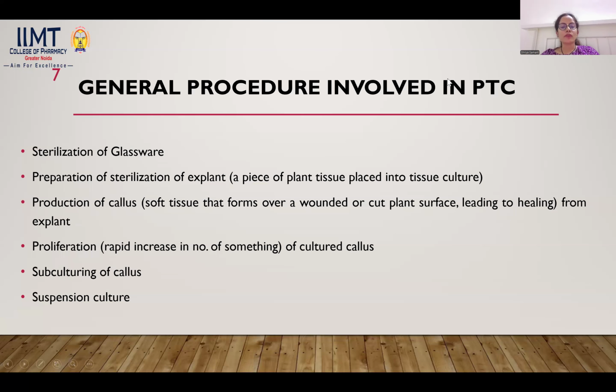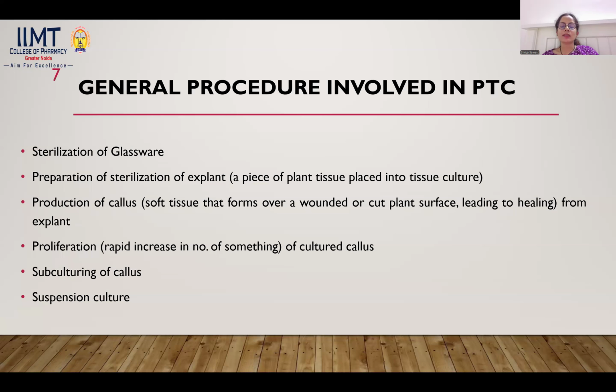Next step is proliferation of callus. Proliferation, as I told before, is the rapid increase in the number of something. So if callus is well developed, it should be cut into small pieces and then transferred to another fresh medium containing some amount of hormones which supports the growth. The medium used for the production of more callus is called proliferation medium. Next is subculturing of callus. After sufficient growth of callus, it should be periodically transferred to a fresh medium to maintain the viability of the cells. This subculturing is done at an interval of 4 to 6 days.